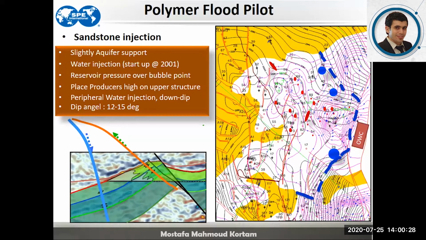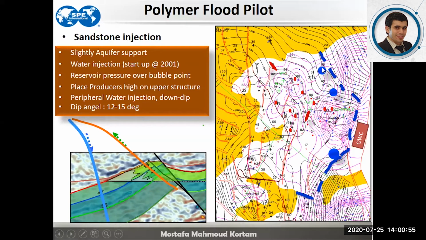So this is a field of Miocene age located in Egypt, in the Gulf of Suez area. It's a sandstone reservoir. From the structure map that it's showing, this is a shale boundary, and there is a dip, and the dip is going in that direction. So that is the upper part, and that is the lower part. This represents the aquifer, and this is the oil-water contact.